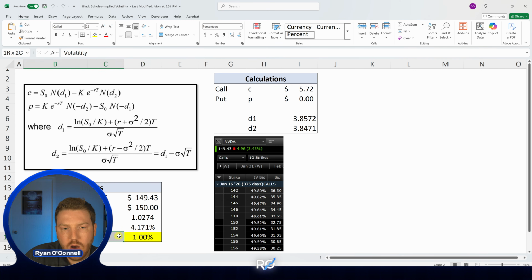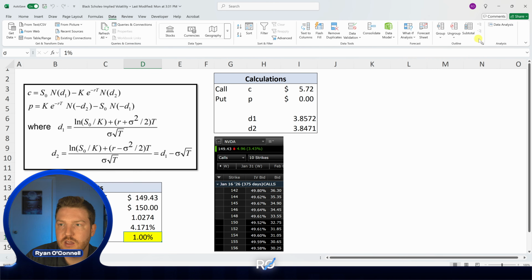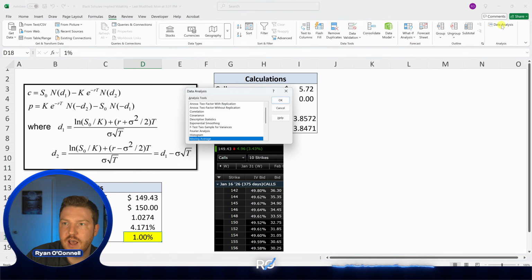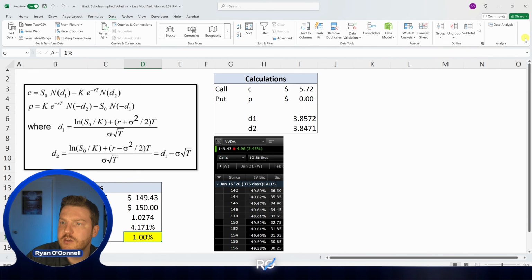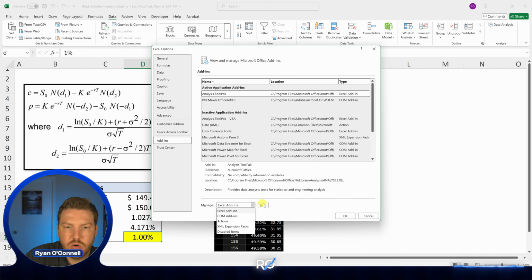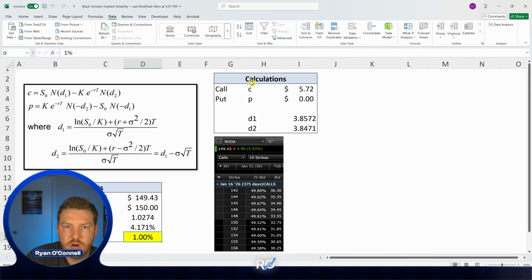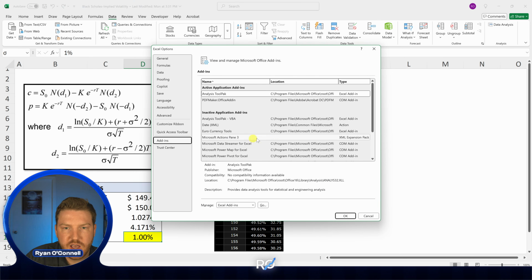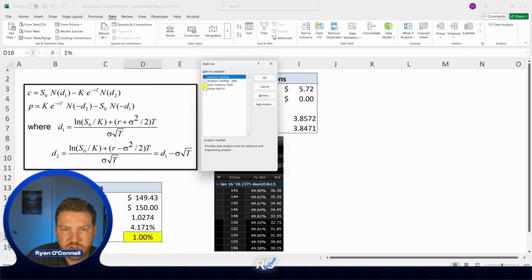How would we determine this volatility? We can see that the market is pricing this call at $32.75. So I can go into data analysis, or no, I think I must have disabled this for an example in a different video. So I'm going to hit customize ribbon, add-ins, Excel add-ins, and then I'm going to get the Solver. How did I miss that? I clicked on it and it didn't get checked. So customize, add-ins, go, make sure Solver's there.